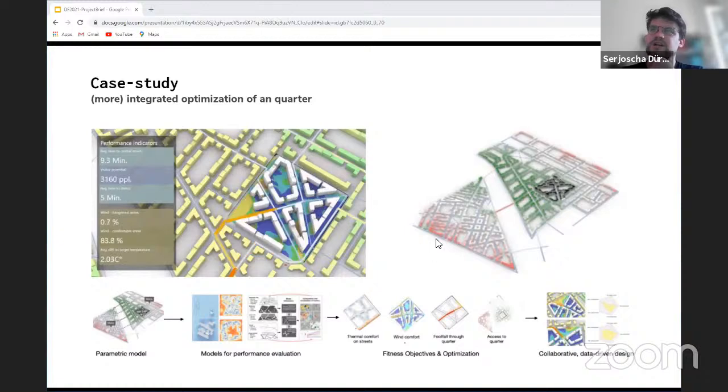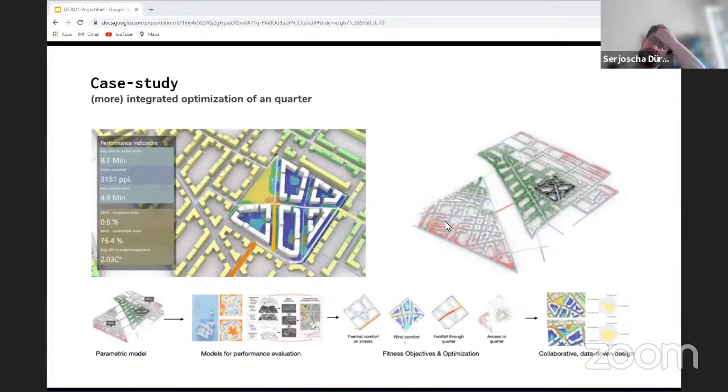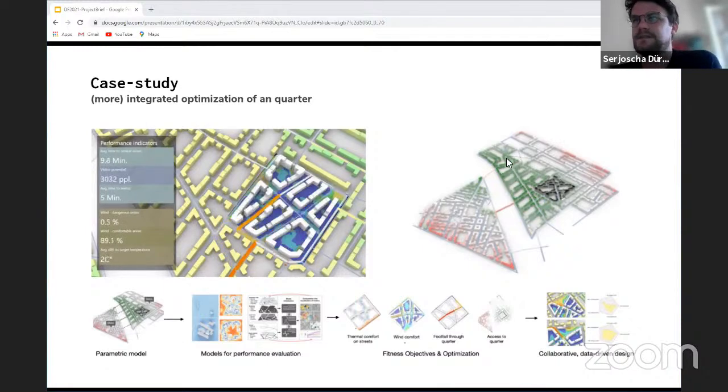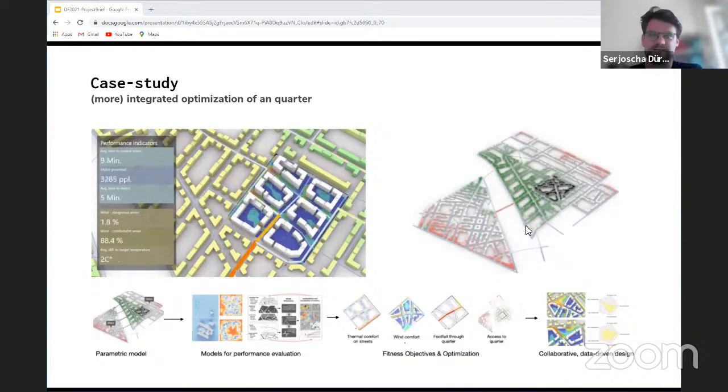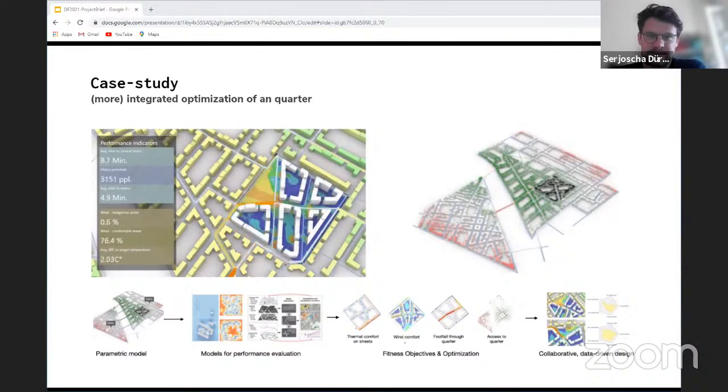And we have a quite big chunk of context here because we did some accessibility analysis as well, where it's more about how people move through the quarter and how accessible it is to other areas around here. Then we couple it with an evolutionary optimization algorithm, Octopus, also a Grasshopper plugin, and that helped us to explore the design space for us.